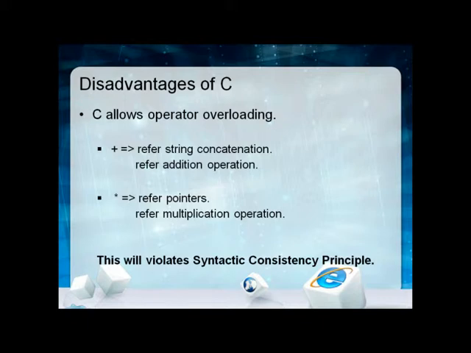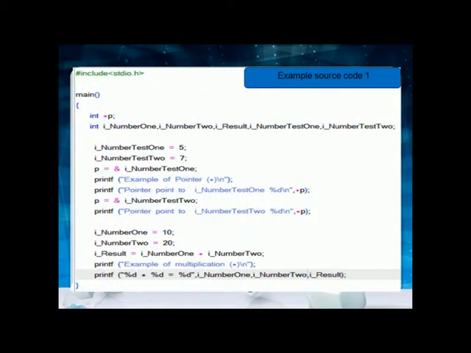Let's look at example code which shows the operator overloading characteristics of C. Here we take an integer pointer and a set of integer variables. First initialize iNumberTest1 to 5, iNumberTest2 to 7, and here p points to iNumberTest1. Here the asterisk is used to represent a pointer. Then iNumber1 is initialized as 10 and iNumber2 is initialized as 20. Then multiply iNumber1 and iNumber2. For that we use the asterisk sign. Then here is the result.